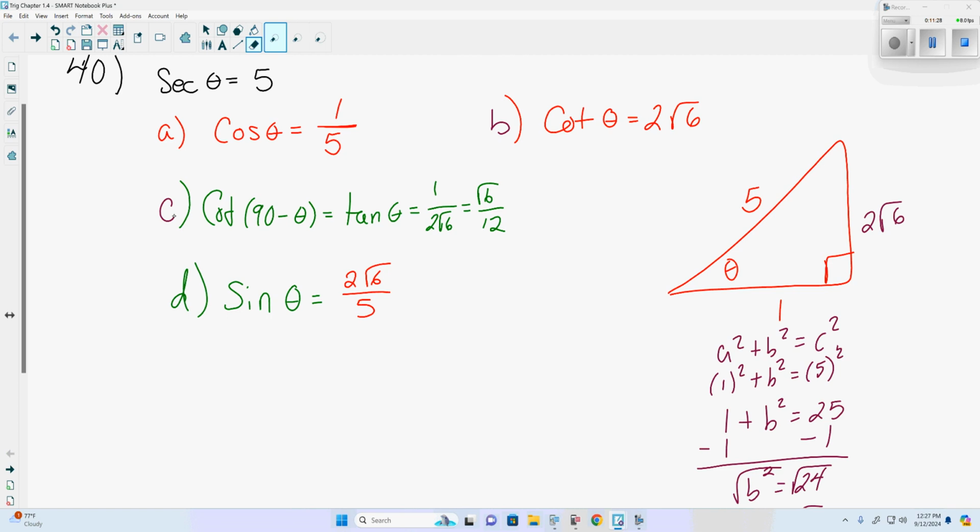Because cotangent is adjacent over opposite. Yeah. Okay. That's still odd, but oh, yeah. B is cotangent theta. It is based off this triangle. Tangent would be opposite over adjacent. It would be the other way.